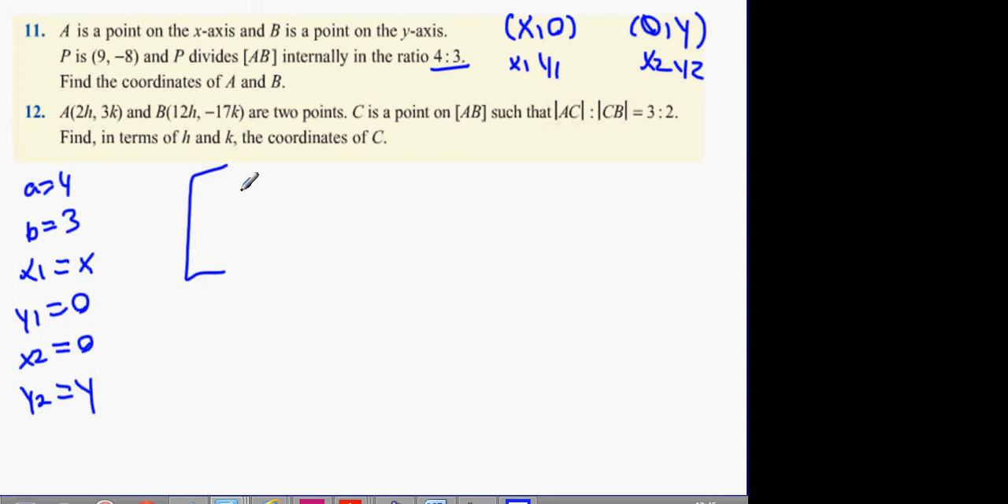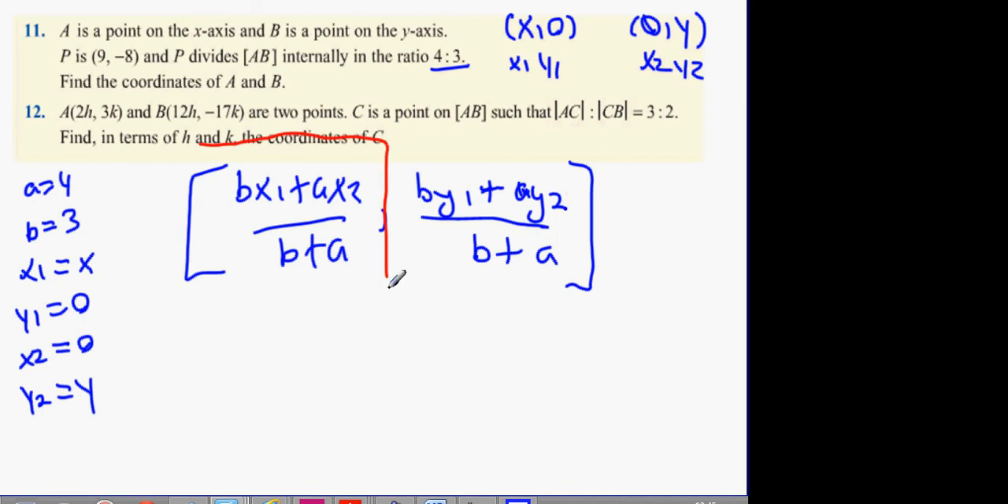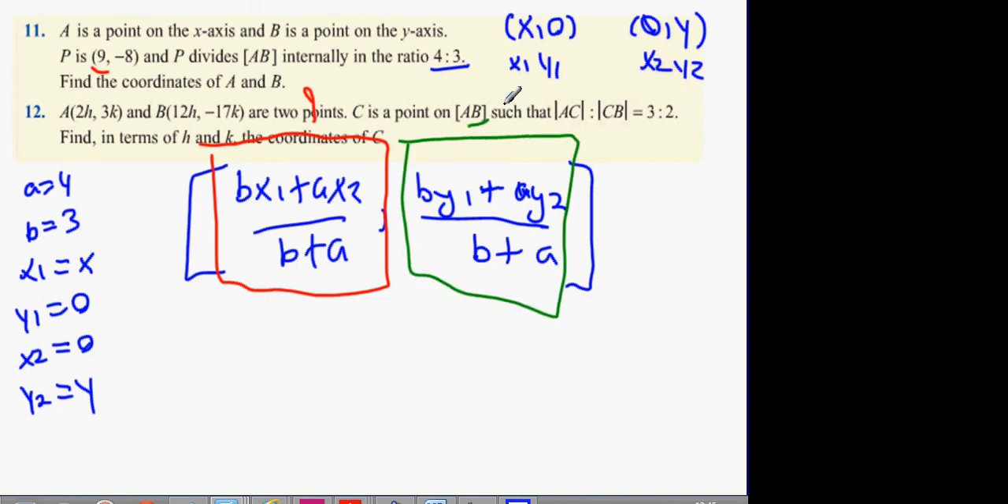What's the formula again? Yes. Bx1 plus Ax2 all over B plus A, comma, By1 plus Ay2, and that is all over B plus A again. Alright, let's fill this in. Now, like last time, you know that this one here has to be equal to 9, and this one here to minus 8. So there we go. Now we're pretty much in business here. Let's start off with the red one.